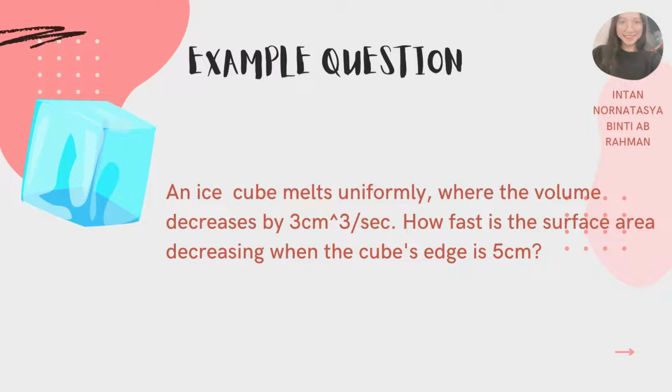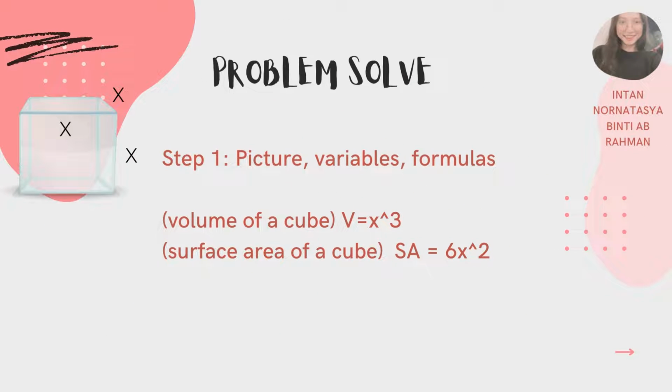Example question. An ice cube melts uniformly where the volume decreases by 3 cm³ per second. How fast is the surface area decreasing when the cube edge is 5 cm? To solve the problem, Step 1, we look at the picture, variables and formula. As we can see, the volume of a cube, which is V, equals x³, and the surface area of a cube, which is SA, equals 6x².